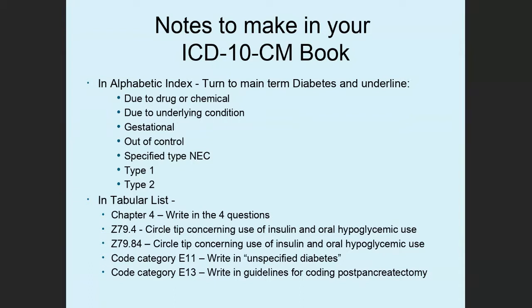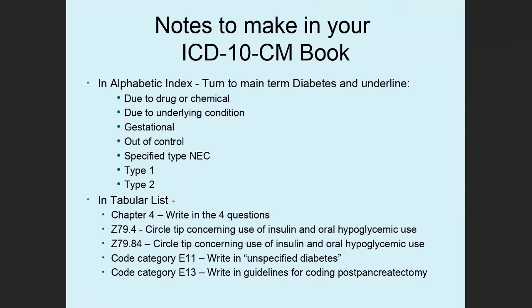Turn to the main term, diabetes, in the alphabetic index. This index term goes several pages. So underline this so that your eye will catch it: diabetes, due to drug or chemical, due to underlying condition, gestational, out of control, specified type NEC, type 1, type 2. So if you have those underlined, your eye will go directly to them. You won't have to go up and down a bunch of pages in order to find it.